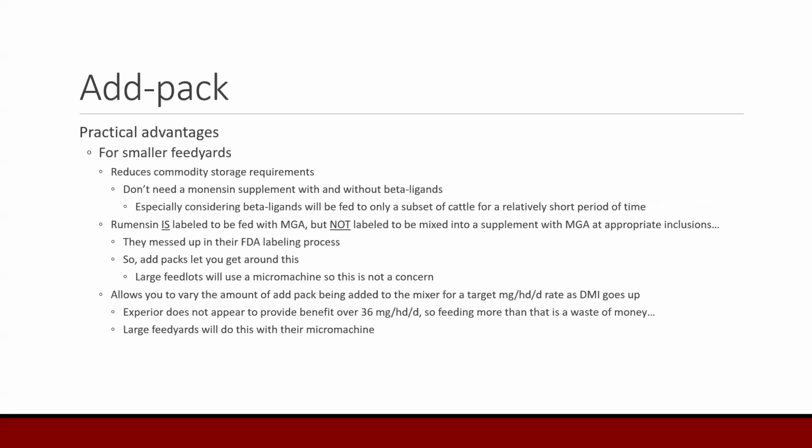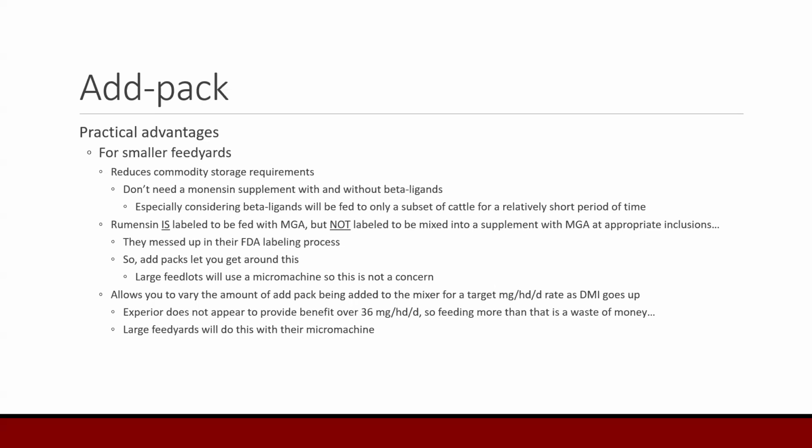Okay, so I think I mentioned some of this. There's some practical advantages for smaller feedlots on using ad packs. So you don't have to store many different premixes. You can just have one common premix, which will contain monensin, and then all of your other medicated feeds you can just bring into your ad pack. So you don't need a monensin supplement with and without beta agonists, for example. That should be beta ligands. Especially this is important if you're only going to feed that beta agonist, that beta ligand, for just a short period of time at the end of the feeding period.